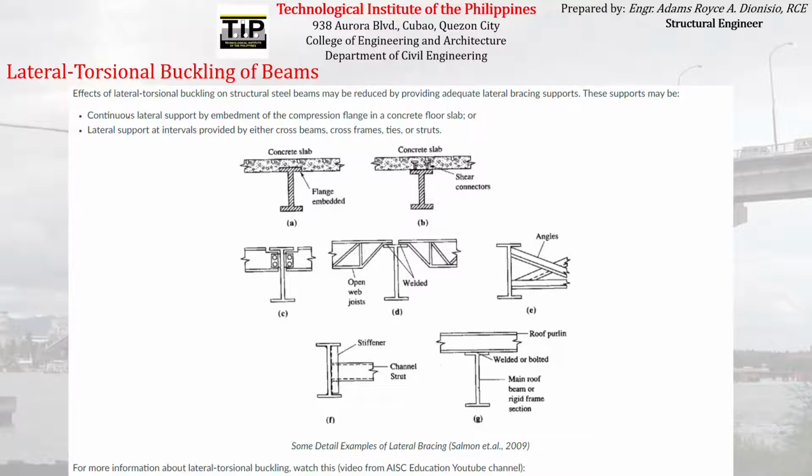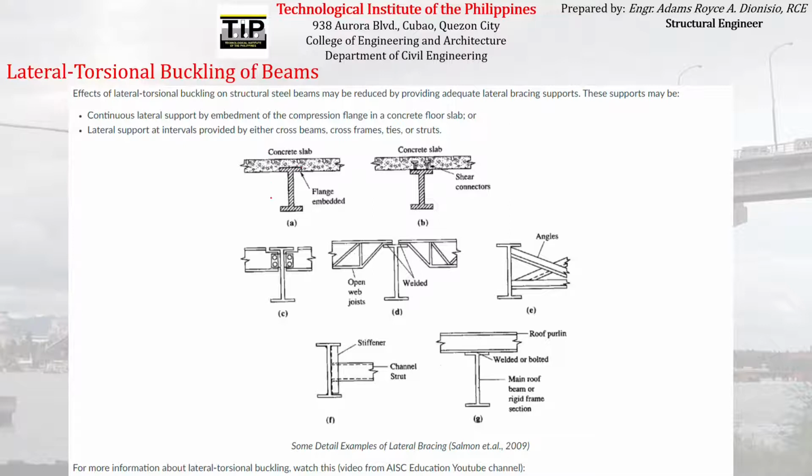These supports may be continuous lateral support by embedment of the compression flange in a concrete floor slab, or lateral support at intervals provided by either cross beams, cross frames, ties, or struts. So that is what I mentioned earlier. The lateral support can be provided by a slab continuously. If you have provided a slab as a lateral support, it will be continuously supported all throughout its length.